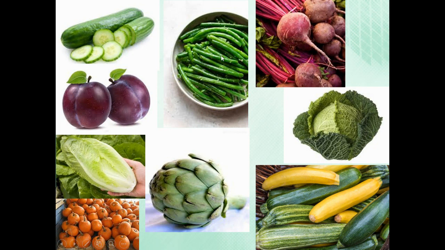The beans have seeds, so that is going to be a fruit. Artichoke, I'll be honest with you, I've never eaten an artichoke. Looking at it, it looks like it should be considered a vegetable, but if you've eaten an artichoke and there's seeds in there, then it is a fruit.